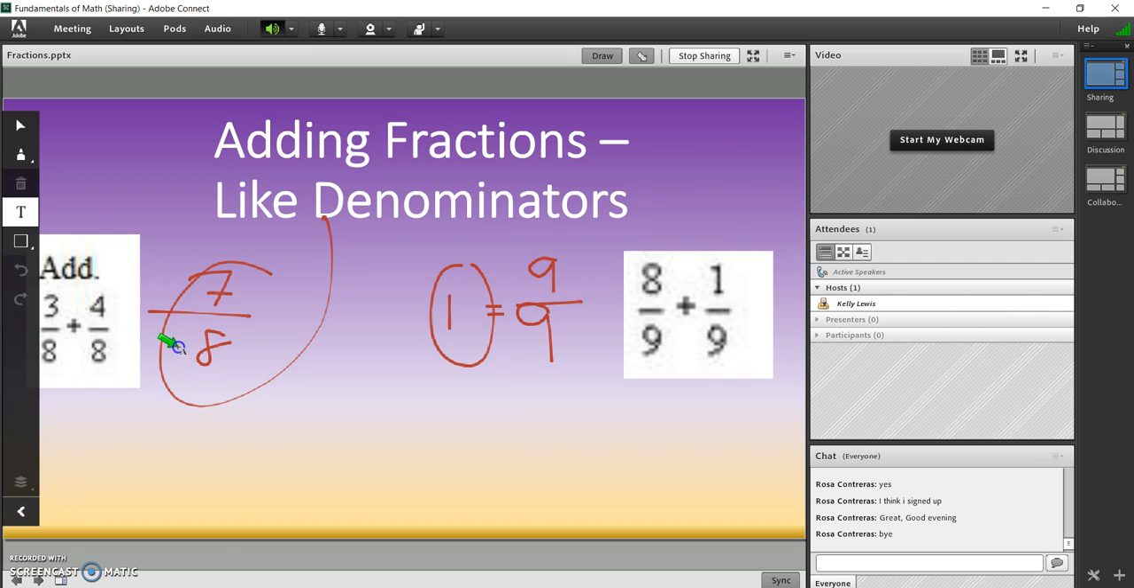So the bottom stays the exact same, so they're both 8s on that guy. And then you just add the top. So 3 plus 4 is 7. So our answer is 7/8.